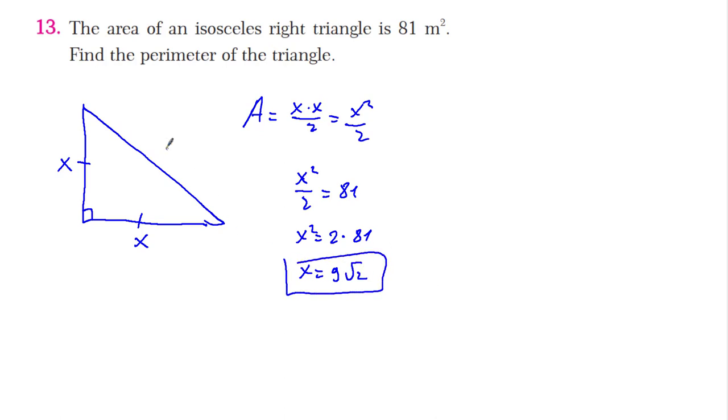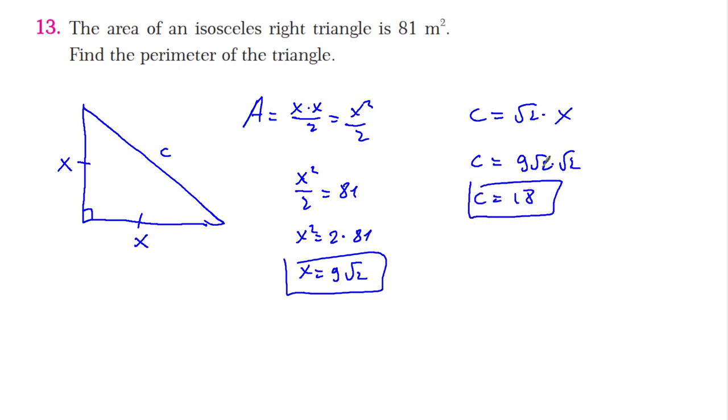We can find the hypotenuse. Let's say it's c. Then c would be root 2 times x, as we know from the Pythagorean theorem. For the case of the isosceles right angle triangle, that means it's 9 root 2 times root 2, which means it's 18, because root 2 times root 2 is 2. Finally, we are looking for the perimeter. So the perimeter is going to be 2x plus c. For us, 2x is 2 times 9 root 2, plus c is 18. So 18 root 2 plus 18.